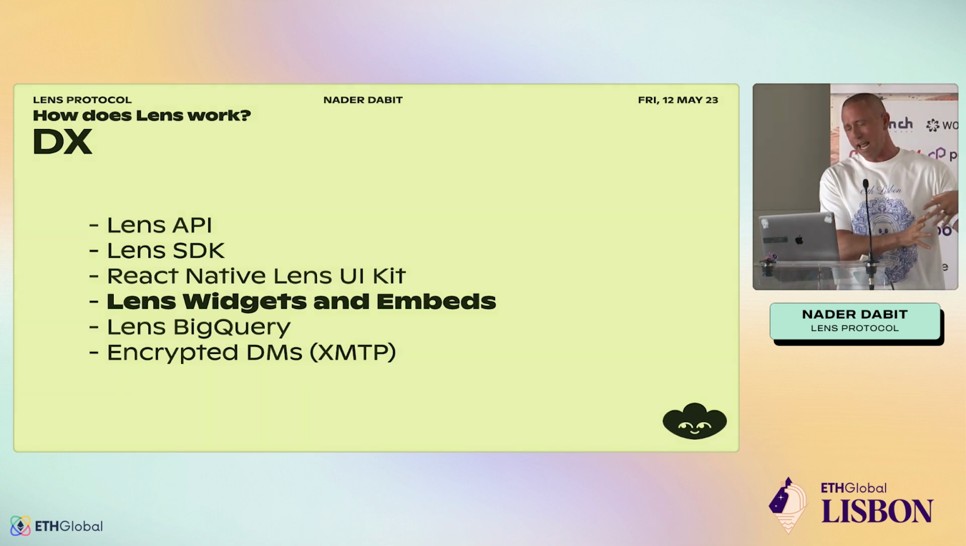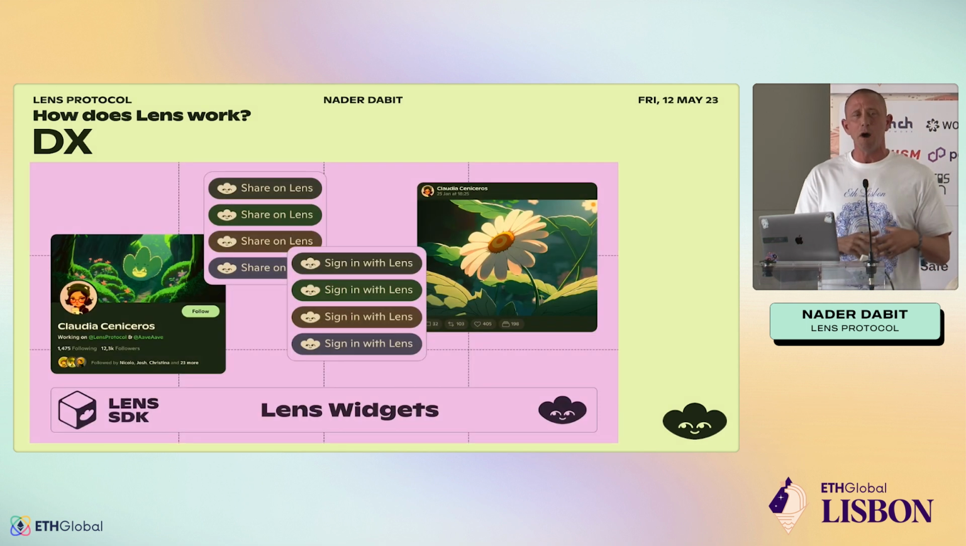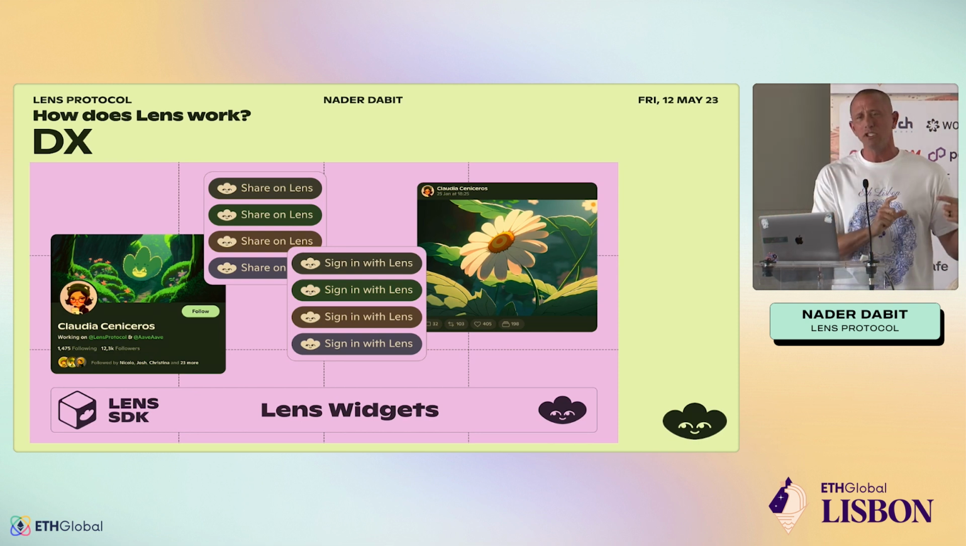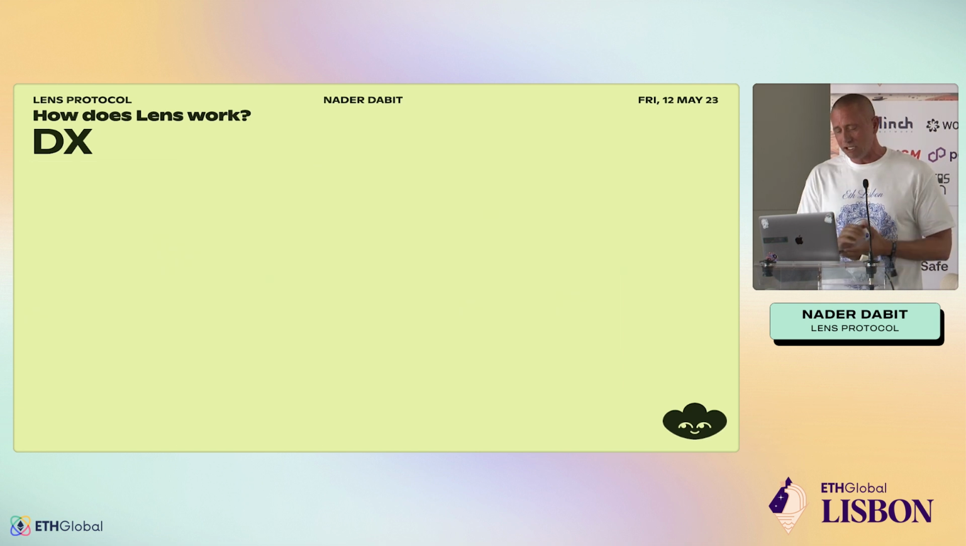So the Lens SDK and the React Native Lens UI Kit and the API are mainly done to actually build social applications, though they can be used for integrations. But the widgets are focused mainly on integrations. So if you want to say, I want to add a sign in with Lens button to have this digital identity layer without having to build it myself, or I want to allow a share to Lens button so I can get a large number of people, their eyeballs on the thing that I'm building without having to build my own distribution channel. You can do this also with about 2 lines of code.